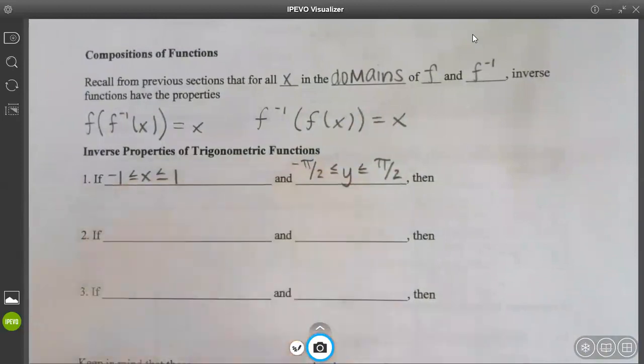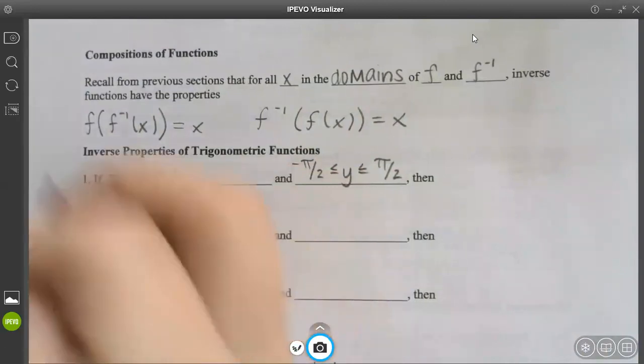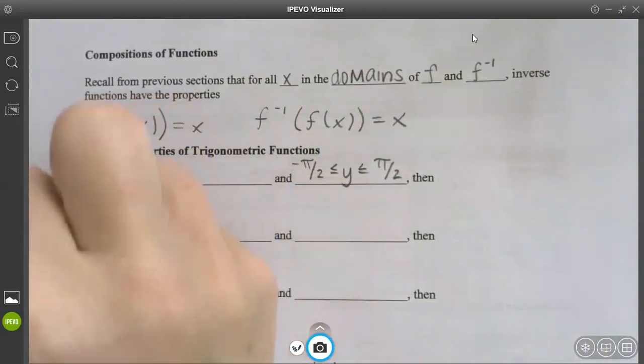Which one does that deal with? Sine. How do you know it's sine? It's -1 to 1 and then pi over 2. All right. Sine.